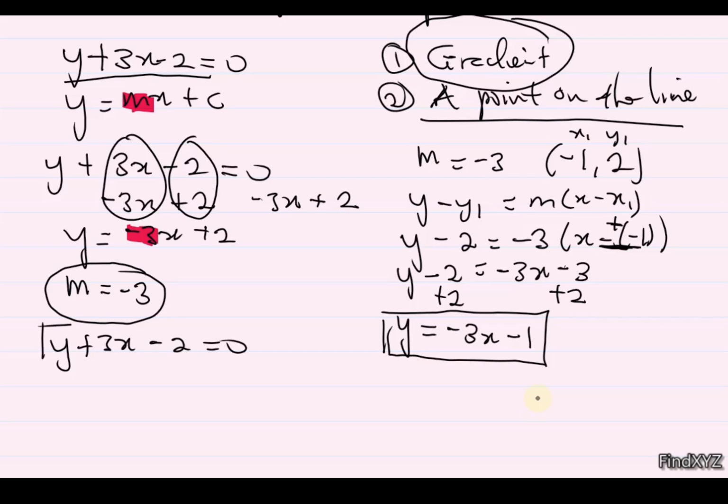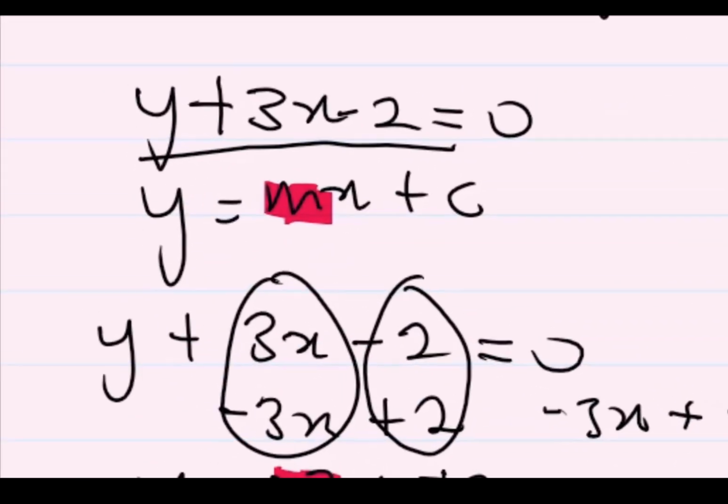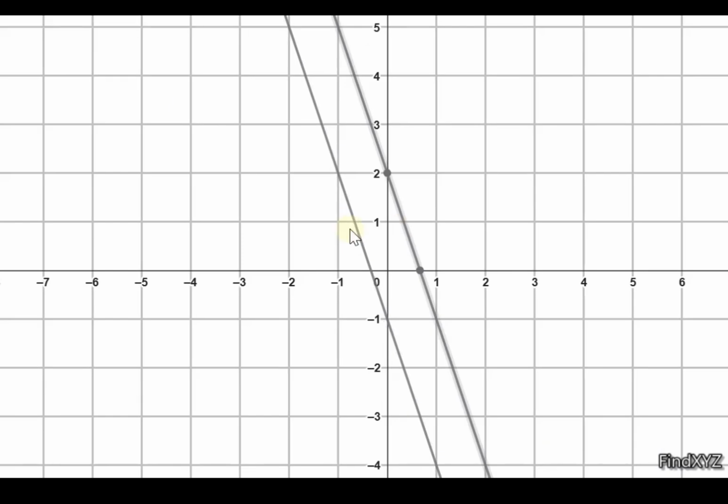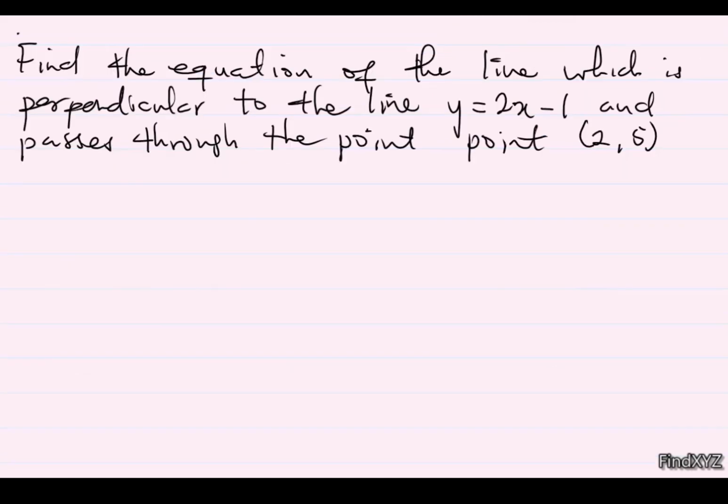We are saying that these two lines are parallel, right? So let's plot it. These two lines will never meet because they have the same gradient and they are parallel. Let's try another example. In this question, we have been told to find the equation of a line which is perpendicular, take note, to the line y is equal to 2x minus 1 and passes through the point 2, 5.